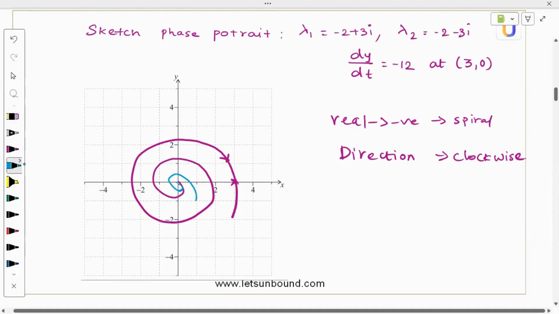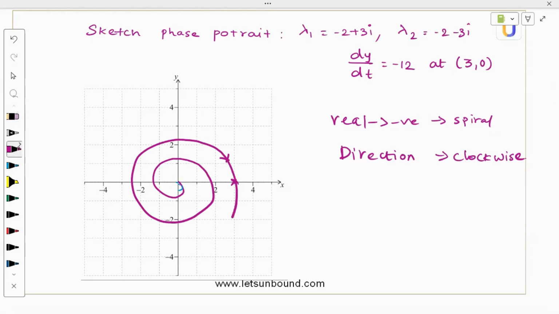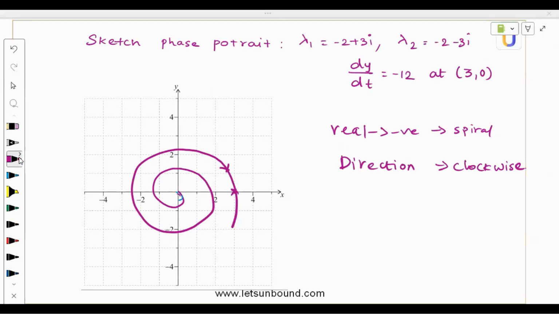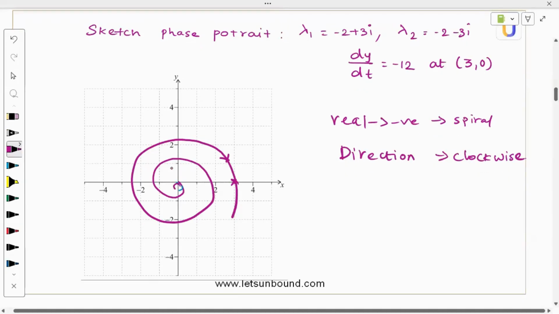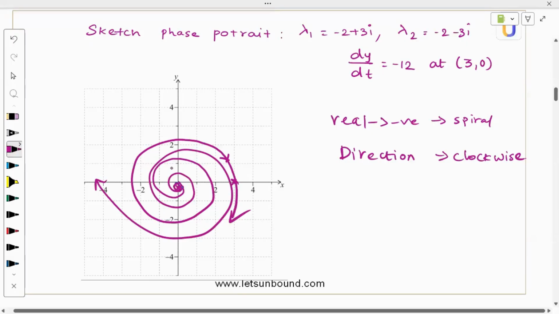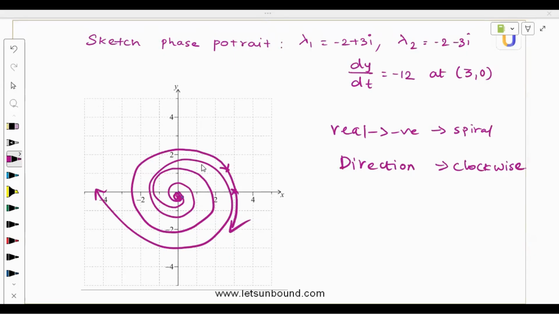Same clockwise direction, but in this way it should move. Like this. So this will complete the spiral structure. At least twice it should cross, and the 3, 0 crossing is important. And so the spiral will be forming in this. So many spiral patterns will form, but it's towards the origin, right? And that's it.